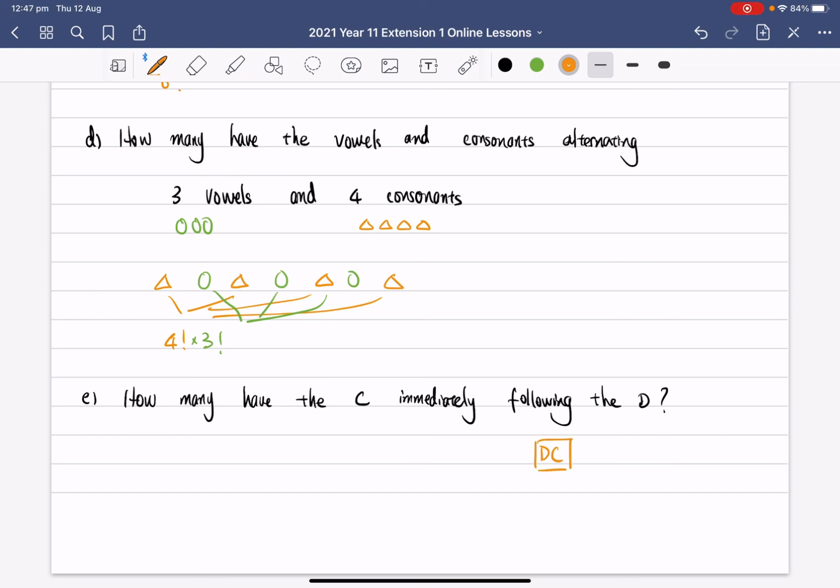For the rest of the other letters, it doesn't matter now. We've got 7 letters, so we've got 5 remaining, 1, 2, 3, 4, 5. So with this, we can have 6 groups. So that's 6 factorial. Please do not times by 2 factorial here, because D and C must be in this fashion. You can't have C before D, because the question says C must be immediately following the D. Apart from that, that's all. You don't need to consider whether D is here and C is there, because otherwise it's not really what the question is asking.